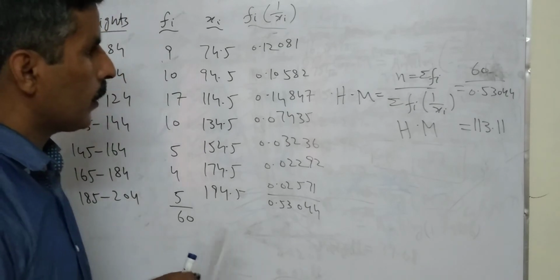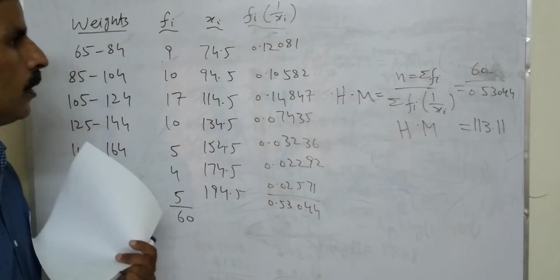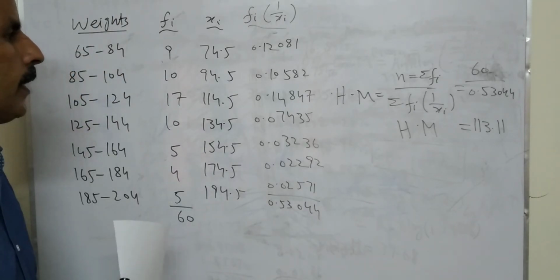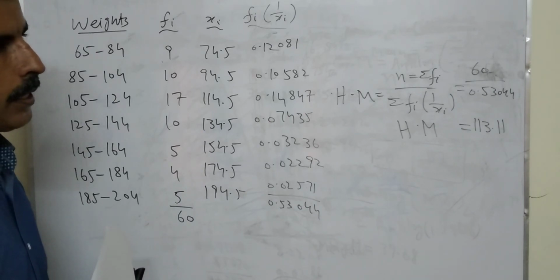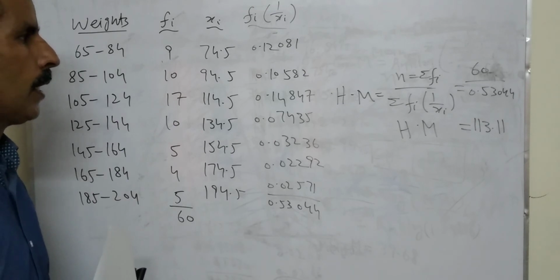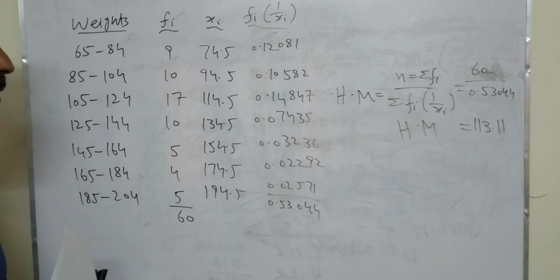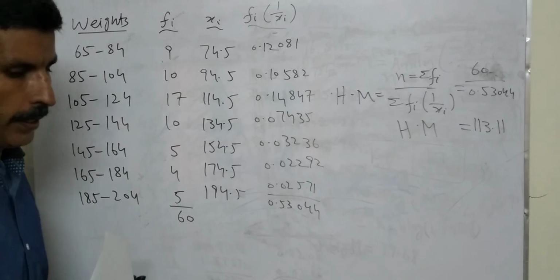So thank you very much. This is the topic about measures of central tendency. You have learned geometric mean, harmonic mean, and arithmetic mean, the three basic averages that we use in real life. Thank you very much.